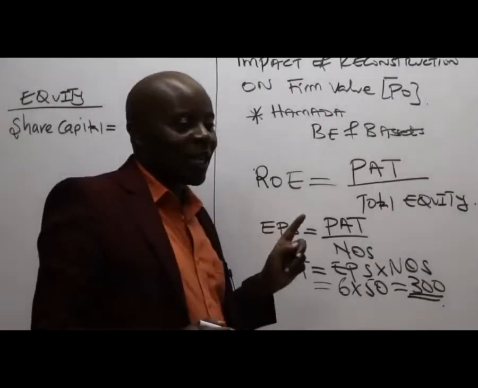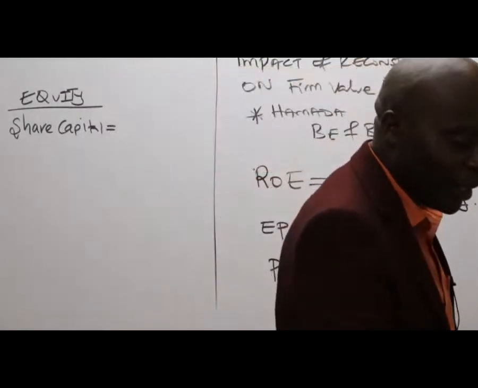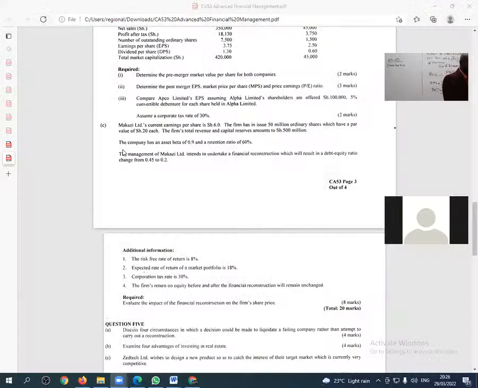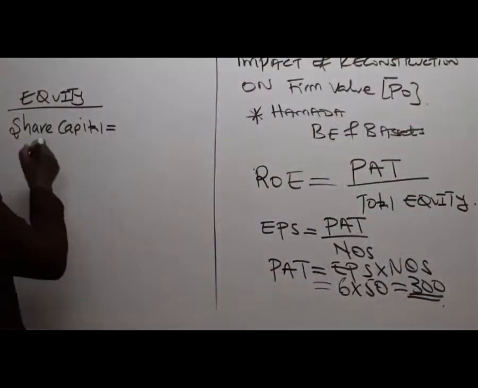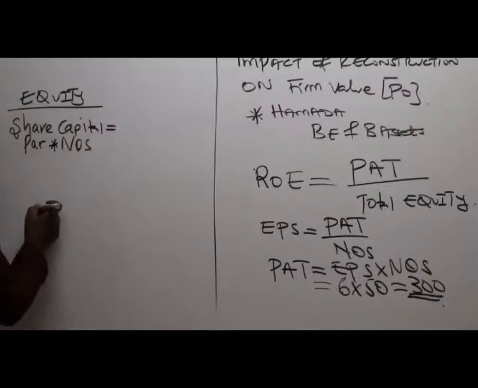And fortunately for share capital, they have given me the power. Look at this share capital. They have told me the firm has in issue 50 million ordinary shares whose par value is 20. This is quite a good thing. So then I'll take 50 million times what here, somebody? So basically I'm taking the par value times the number of ordinary shares, right? Par value times the number of ordinary shares.